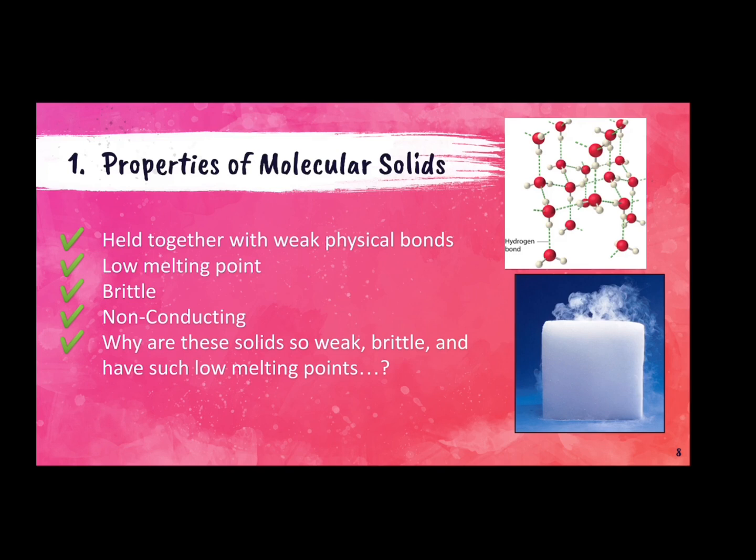So properties of molecular solids, again, these are really weak bonds, like a hydrogen bond that's shown in the picture as a dotted line. Those are easy to break. They have low melting points because they break apart so easily. They're brittle and they're non-conducting.